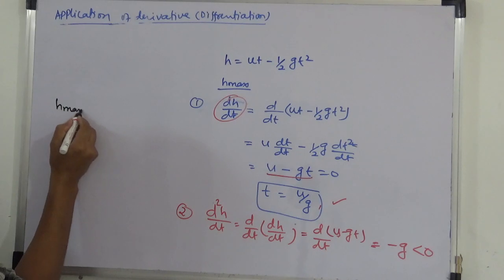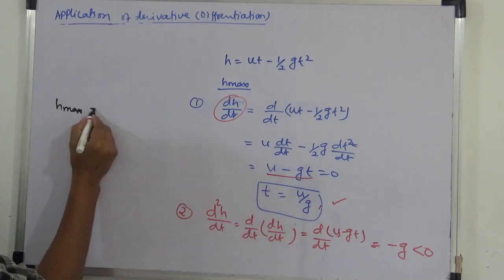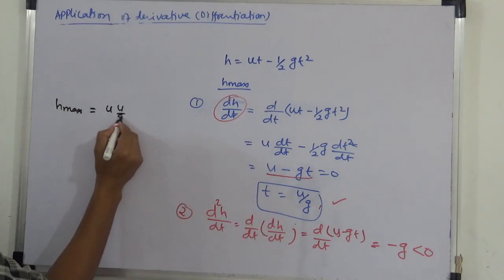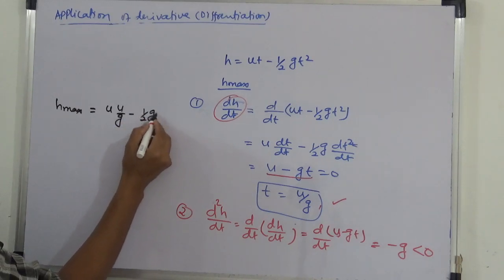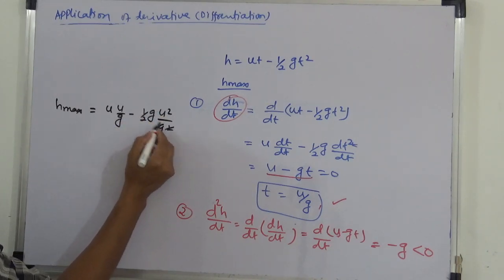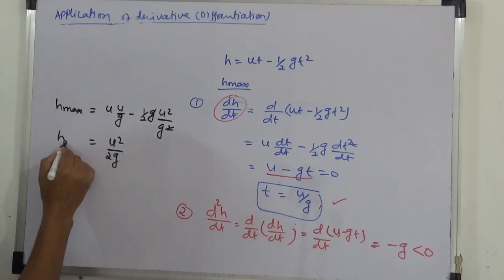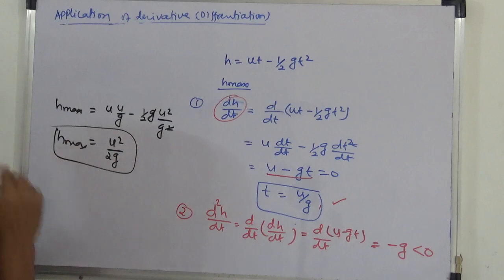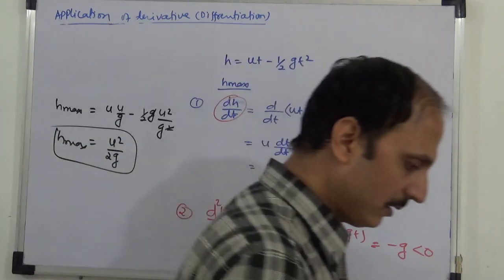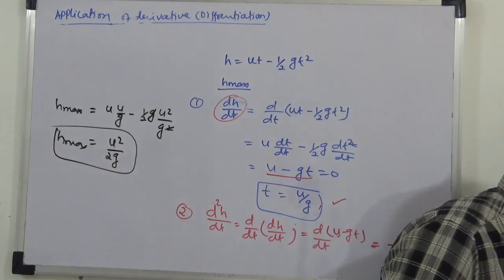Now what is the maximum height? So what will h max be? Put this calculated value. How much will it be? u by g minus half g u square by g square. This cancels out, so that becomes u square by 2g. That is h max. This is the application of derivative.